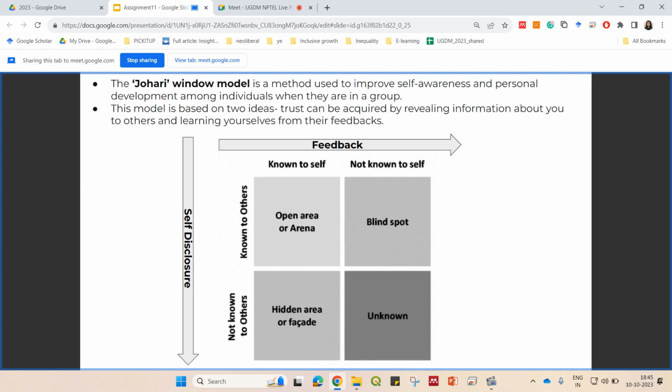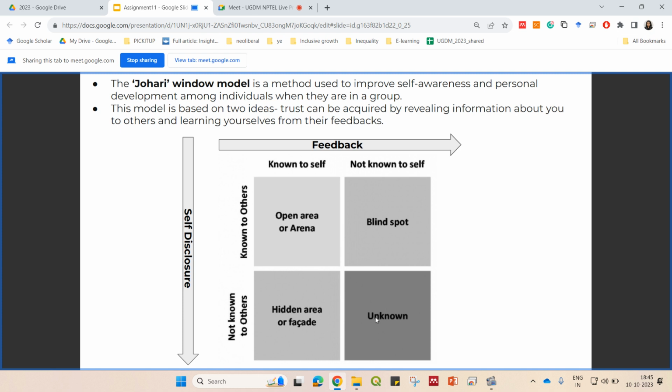So you have a lot of feedback, so you know a lot about what is expected. So you try to conform, you try to hide yourself, so you try not to disclose information about yourself, but try to conform according to the feedback or what is expected of you. So that is the hidden area or a facade.